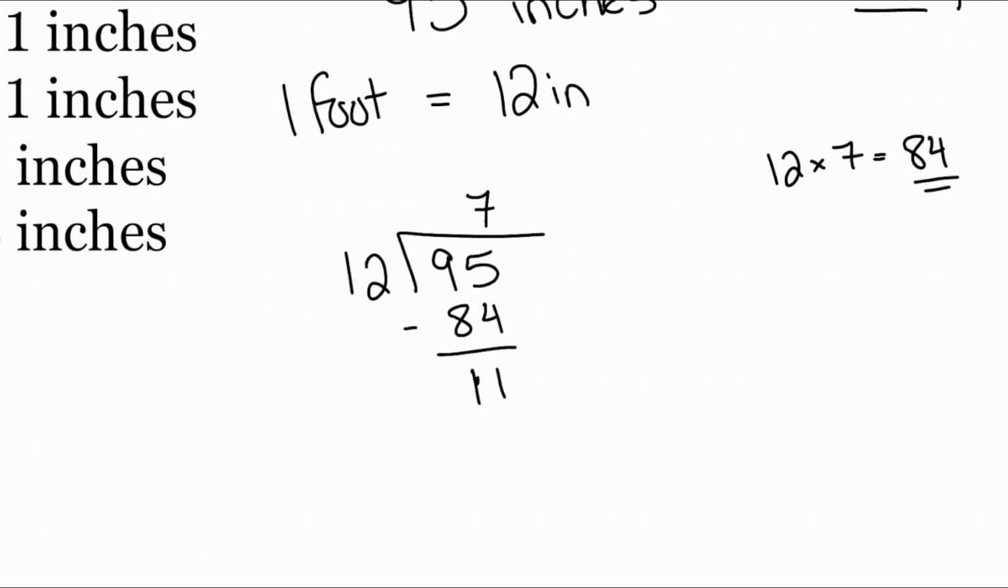So we know that it's going to be 84, so we'll subtract 84, and we have 11 left over. Everybody, what unit does the 7 specifically represent? Yes, 7 represents the number of feet because we were trying to group up 12 inches inside of 95. We can make 7 groups, and that means 7 feet. And so the remainder, the 11, what does that represent? The remaining inches, right? Because we were converting inches to feet, and the remainder is the remaining number of inches.